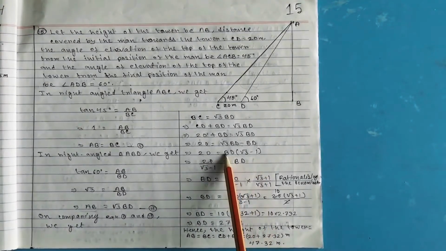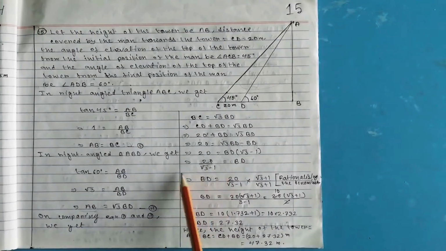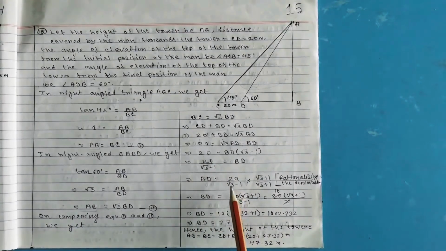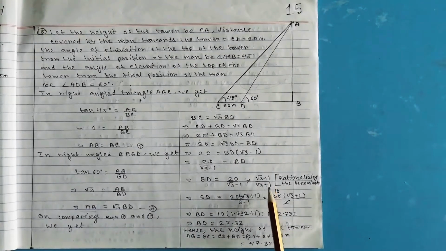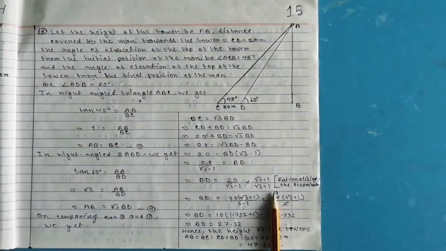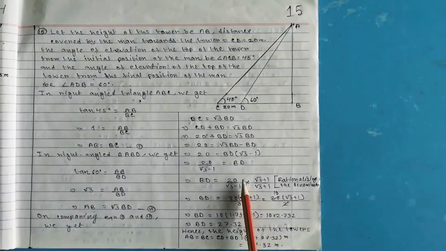This is multiplied with BD, so on the left-hand side it will go to the division, implies that BD equals 20 upon root 3 minus 1. Now you have to rationalize the denominator. For rationalizing the denominator, you have to multiply by root 3 plus 1 in both numerator and denominator.